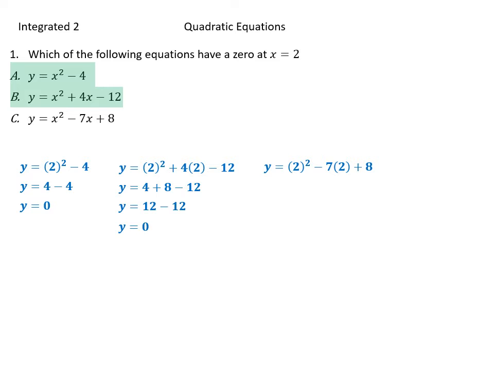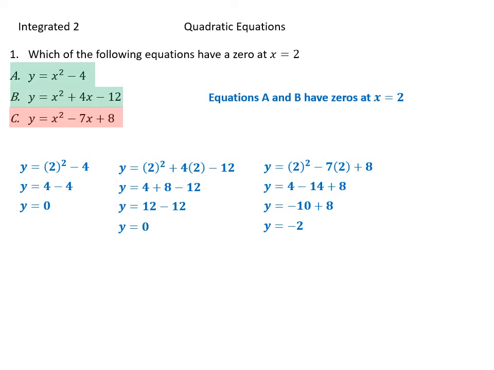So 2 squared minus 7 times 2 plus 8. 2 squared is 4. 7 times 2 is 14. So that's 4 minus 14 plus 8. 4 minus 14 is negative 10. Negative 10 plus 8 is negative 2. That's not 0. That one doesn't work. So just A and B have zeros at x equals 2.